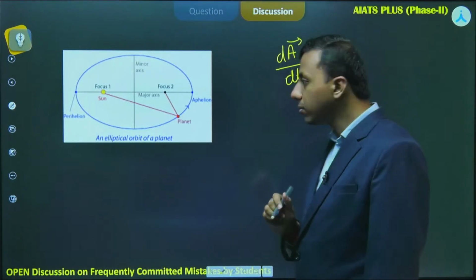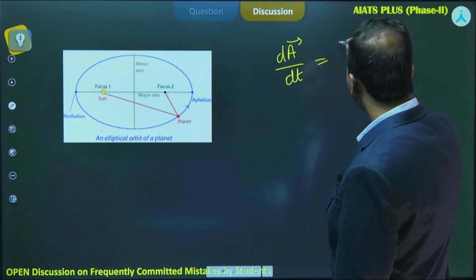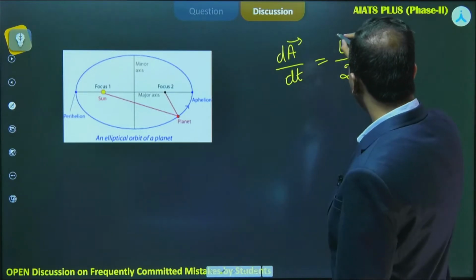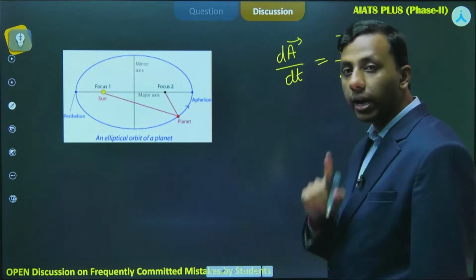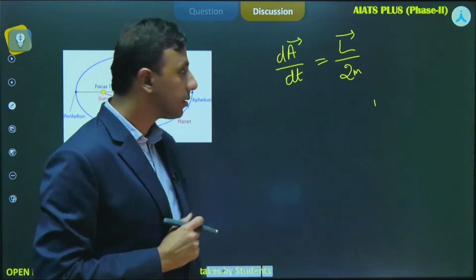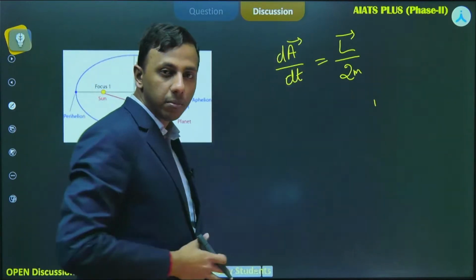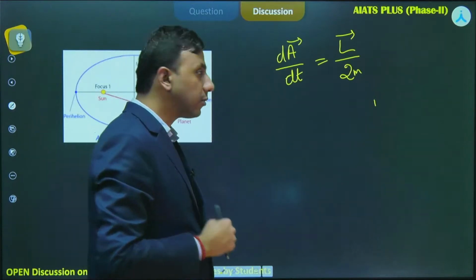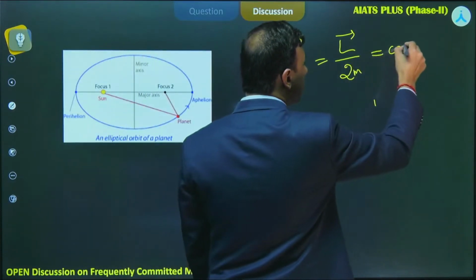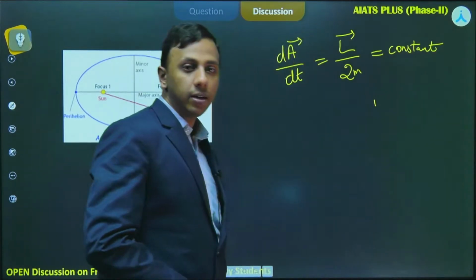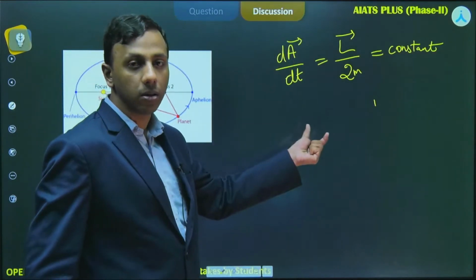What did we write last time? We wrote dA/dt is equal to L by 2m. L is your angular momentum, the angular momentum of the planet. So angular momentum becomes constant. That is why this dA by dt is also constant. So this is equal to constant. We proved last time, and this is Kepler's second law.